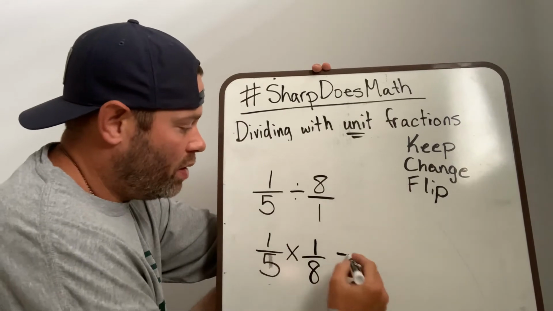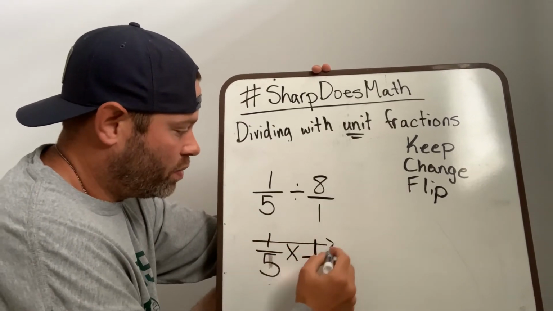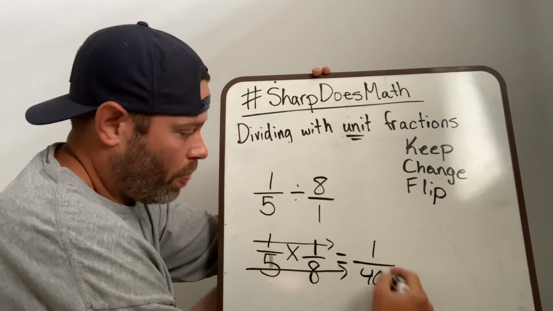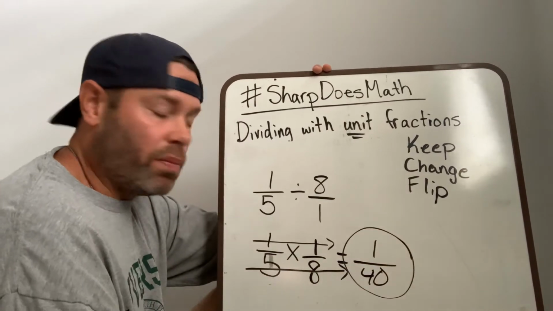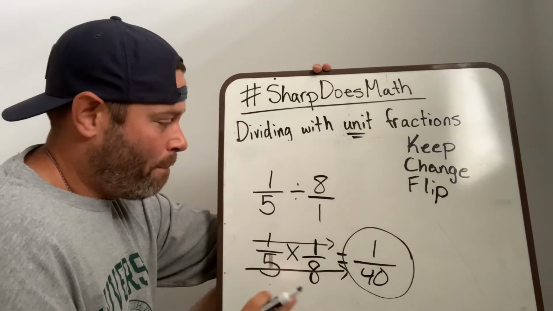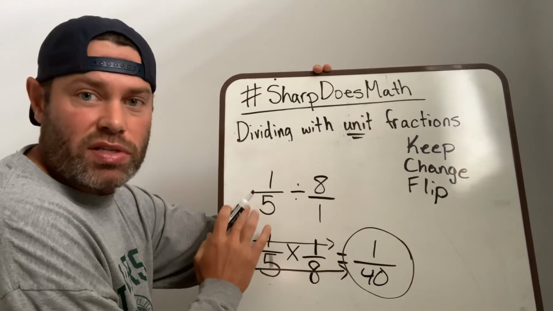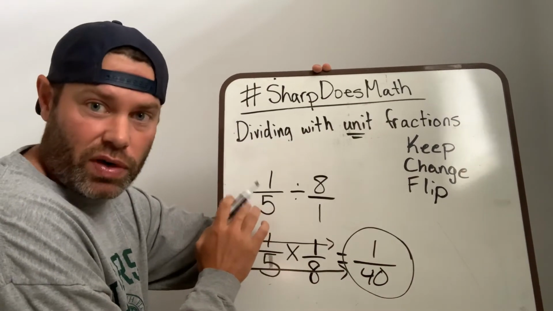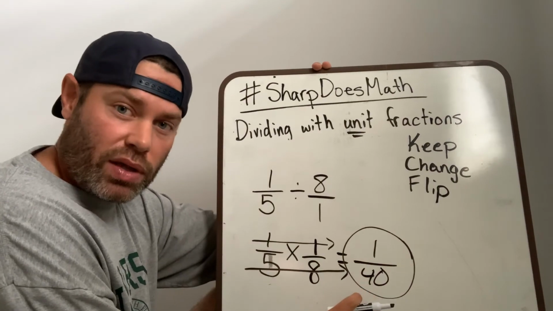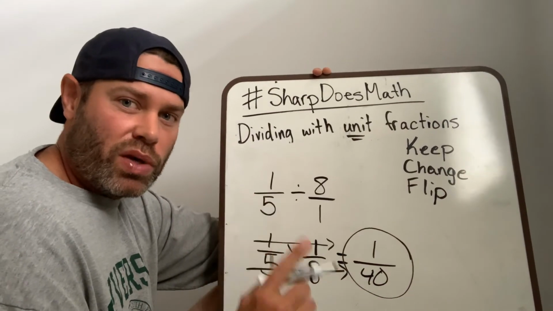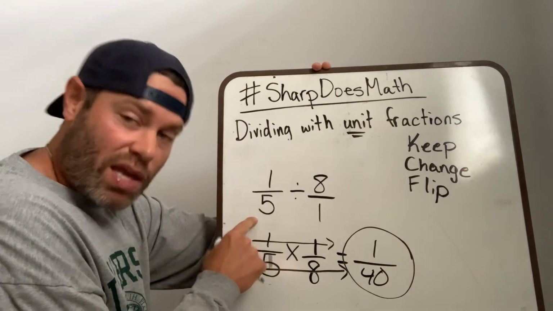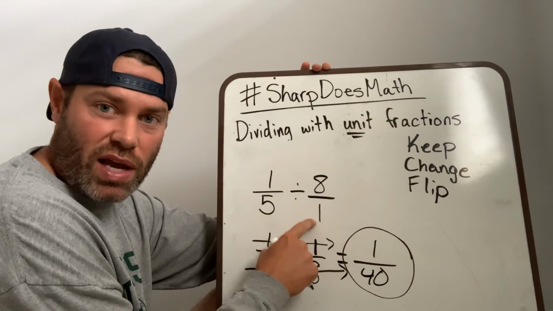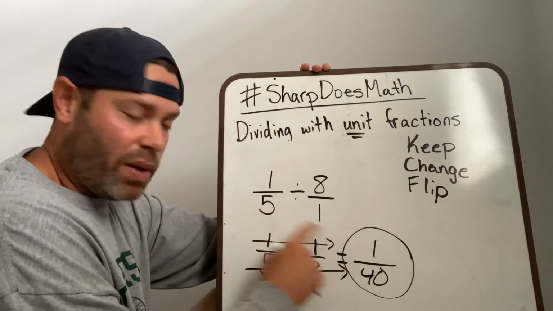Now, we multiply the top, then across the bottom, and that is in simplest form. So you can see the difference. When your fraction's first, you're going to end up with a fraction. When your whole number was first, we ended up with a whole number. That's the difference. And that's why it's really important that you always keep the first part, change to multiplication, and flip the second one. Keep, change, flip.